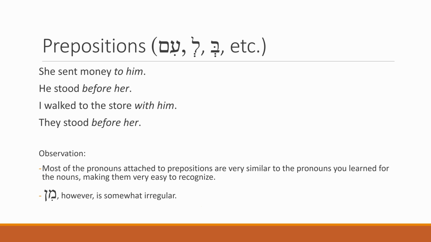Okay, now let's turn to prepositions, because just like object suffixes, just like nouns, prepositions can also take pronouns. This is how we do this in English. She sent money to him. Again, in English, we separate the preposition from the object. That's just how we do it. Hebrew doesn't necessarily do it that way.